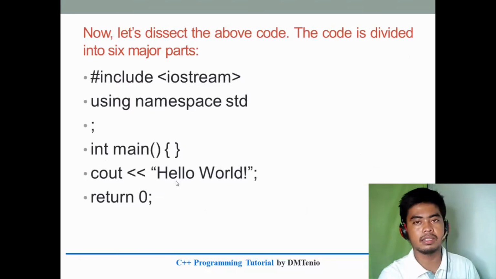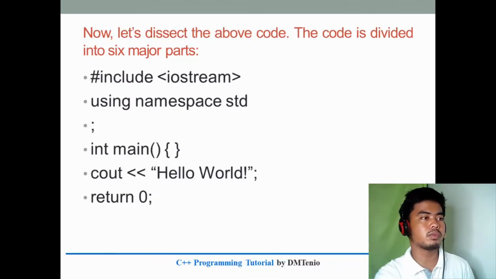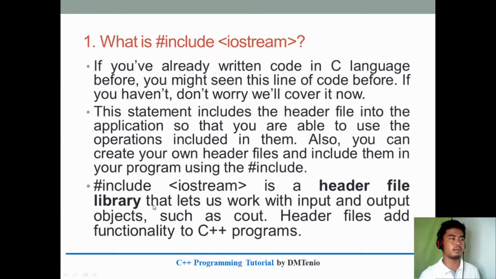Then now let's dissect the code above, yung kanina. So the code is divided into 6 major parts. We have #include <iostream>, then using namespace std, then yung kanyang semicolon, then int main, open, at saka closing curly brace, then cout <<, hello world, semicolon, at saka yung return 0 semicolon. First, we have #include <iostream>. So if you've already written code in C language, alam nyo na to. Kung wala pa, pag-uusapan natin dito.